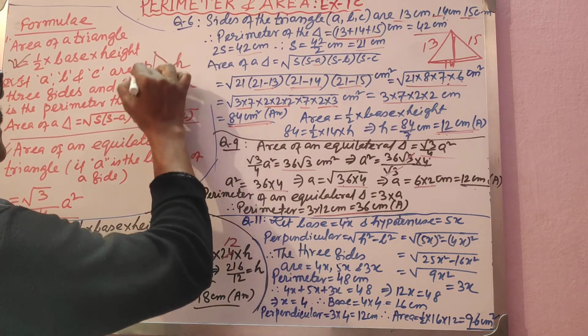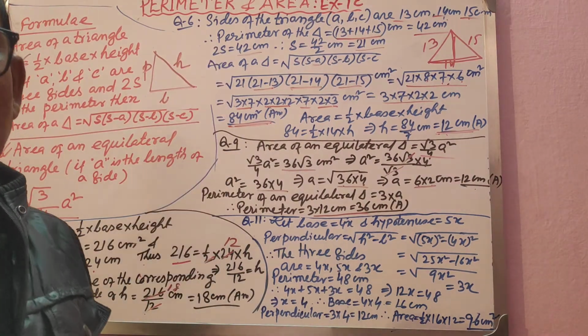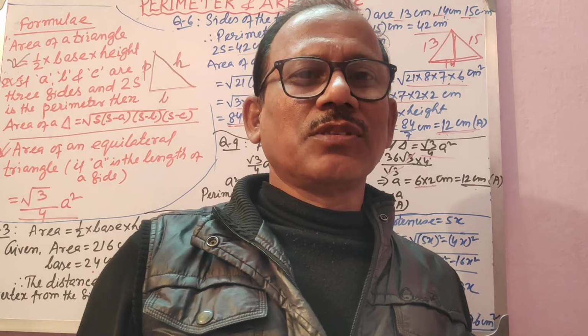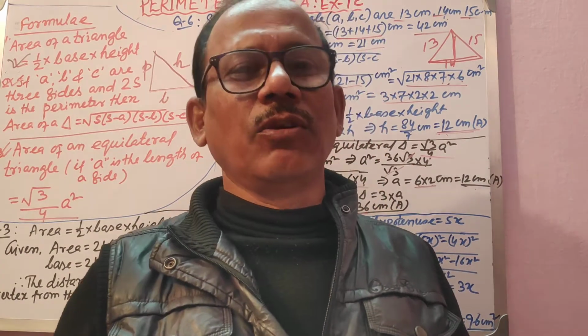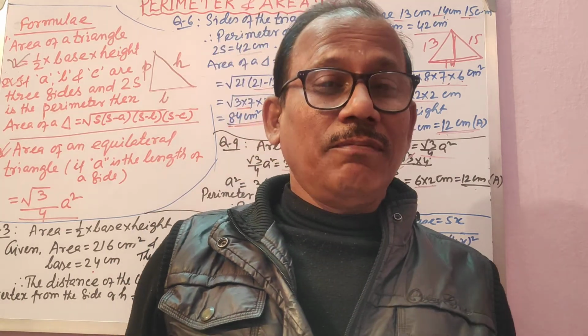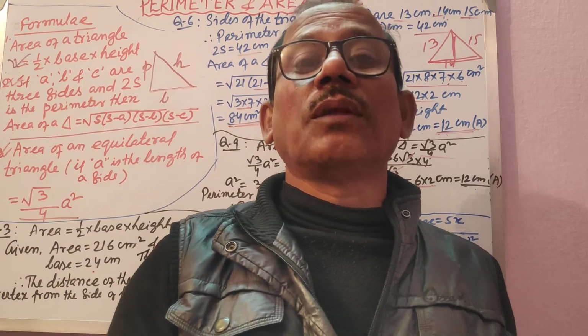P will be what? Root over of h square minus b square, that is the Pythagoras theorem. You will have to know the Pythagoras theorem. Pythagoras theorem is: hypotenuse square is equal to perpendicular square plus base square for a right angle triangle. Similarly, perpendicular square is equal to hypotenuse square minus base square.